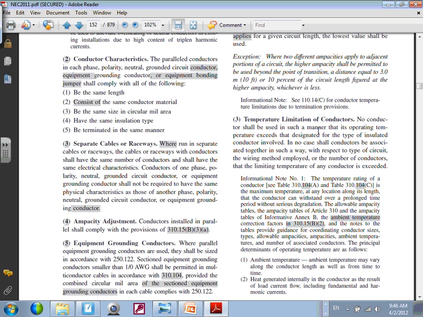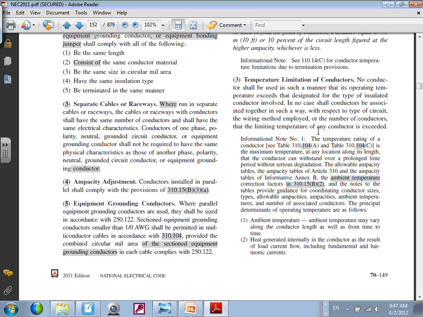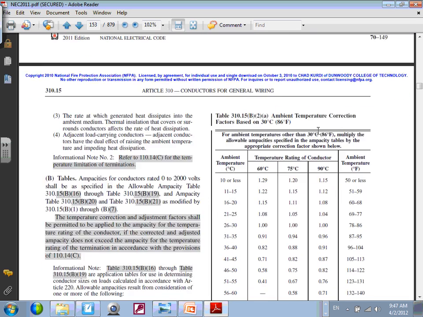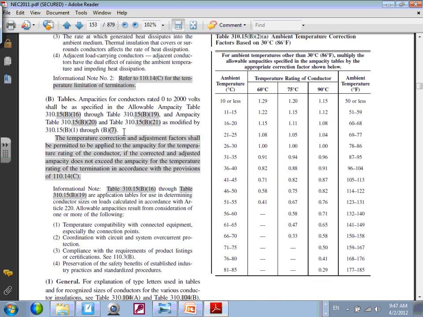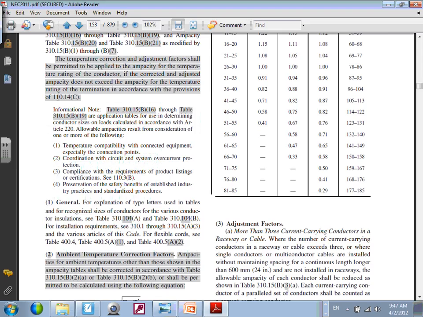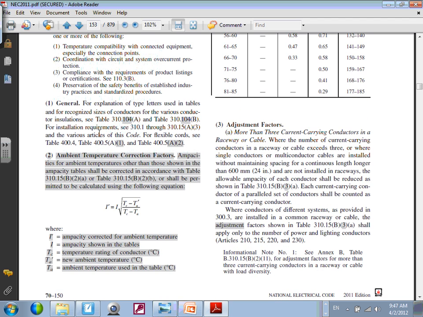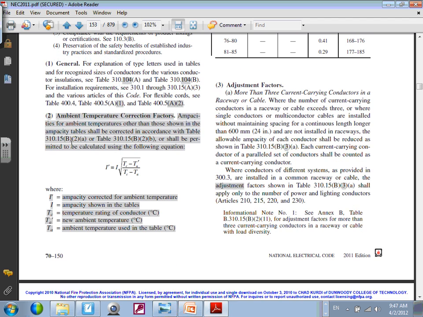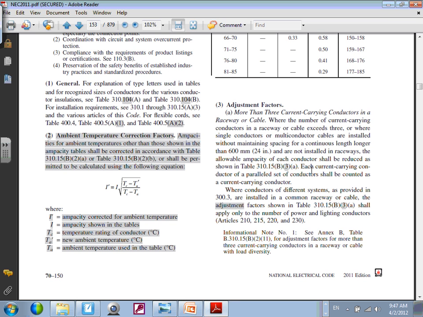Temperature limitations. Talk about conductors. Tables. This talks about the tables that you're going to be using, guys, in a second here. General use, ambient temperature. Ambient temperature correction shall be corrected according with the table, or shall be performed under the following calculation.